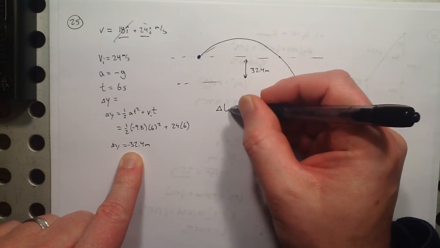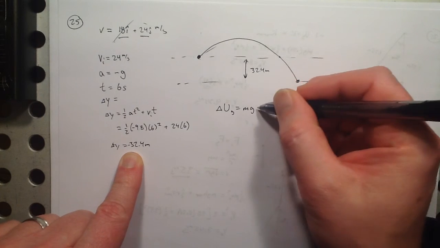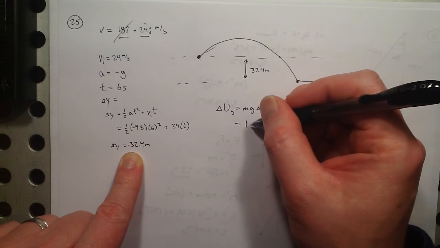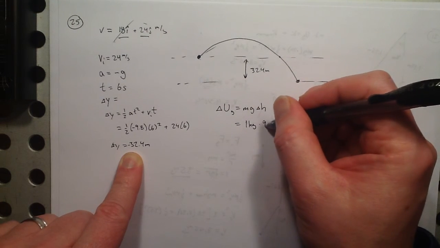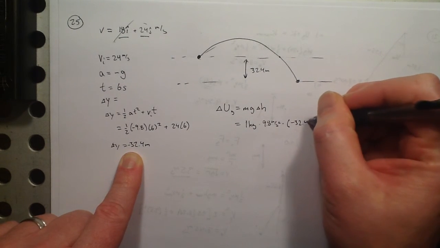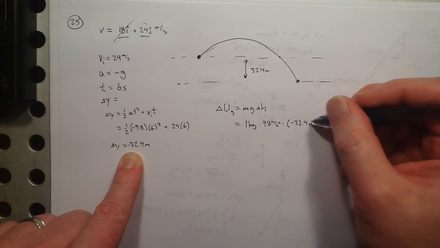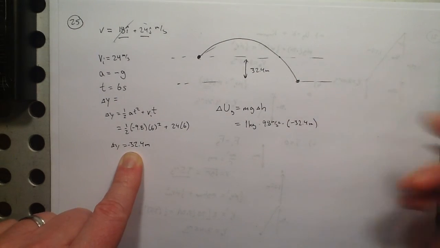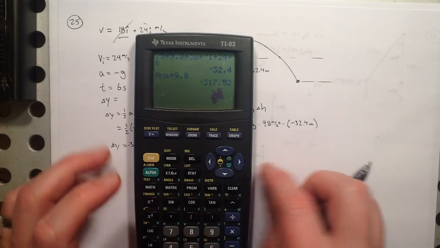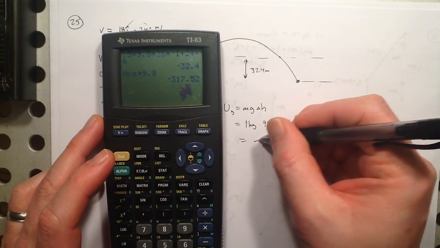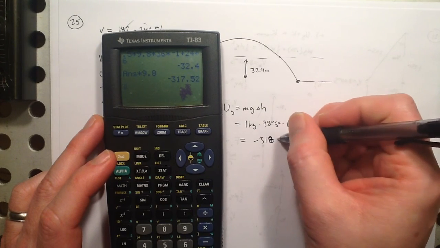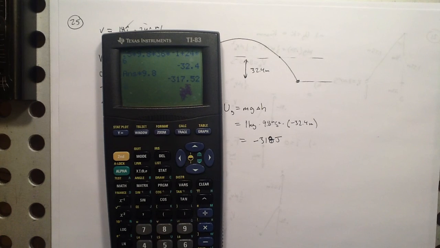So the change in gravitational potential energy is equal to mg times the change in its height. And that's the mass, I believe, was 1 kilogram times g times the change in height, which is negative 32.4. You're going to get a negative delta, as we know it's losing gravitational potential energy. That's what that means. So that number times 9.8. So we lost 317, or say 318 joules of gravitational potential energy.